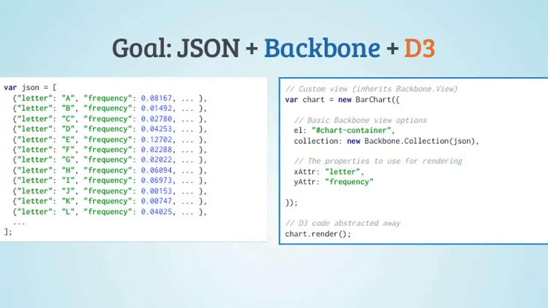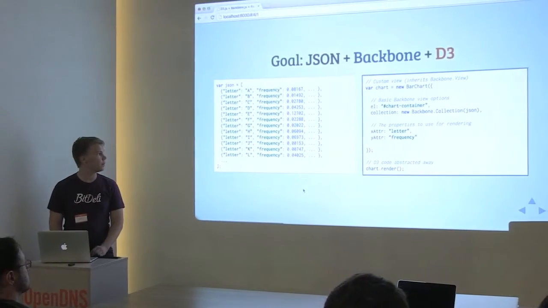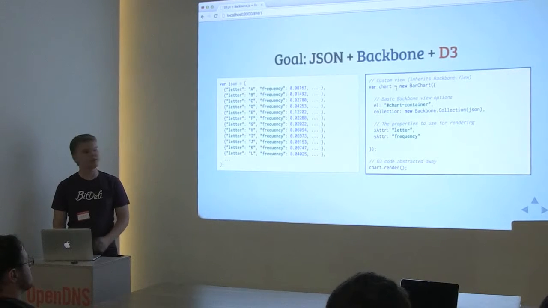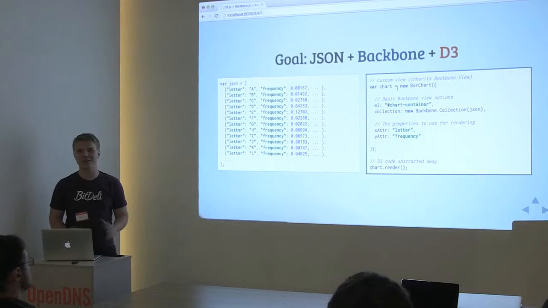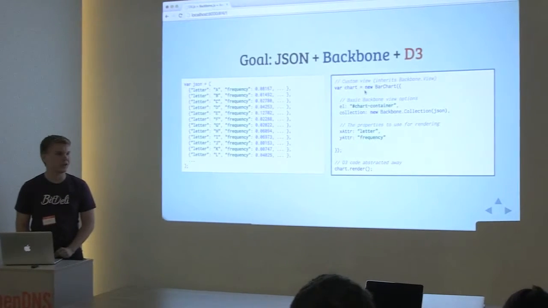So that's basically the workflow you want to have. And with Backbone and D3, it might look something like this. You have the data, maybe in JSON. It might come from Ajax. It might come from users. And then this is really object-oriented here, so this is really non-D3 code. But it's a nice contrast to what we had earlier.